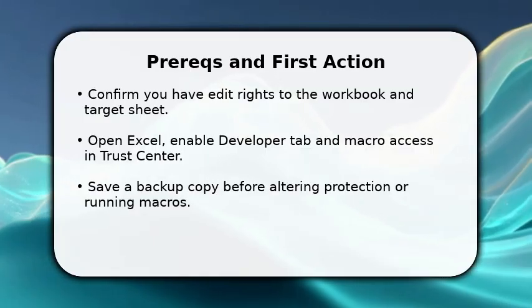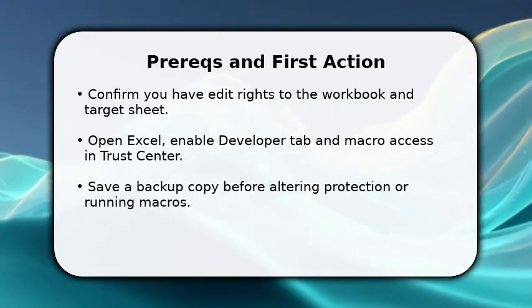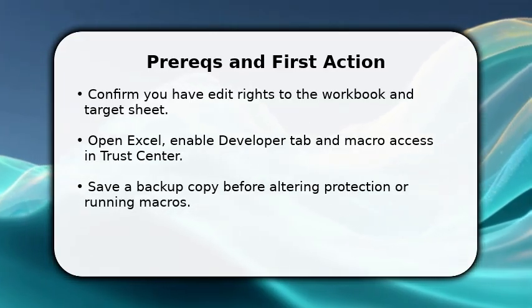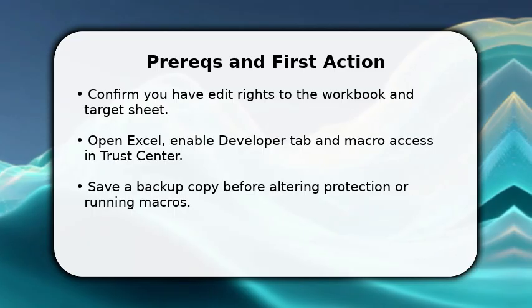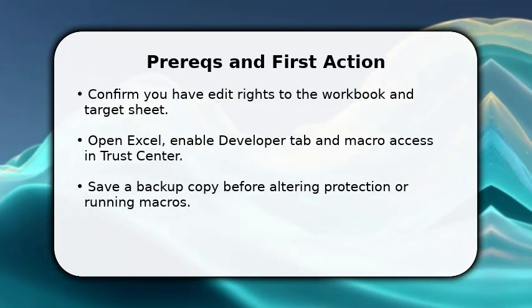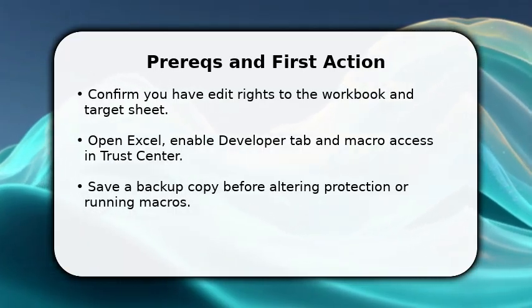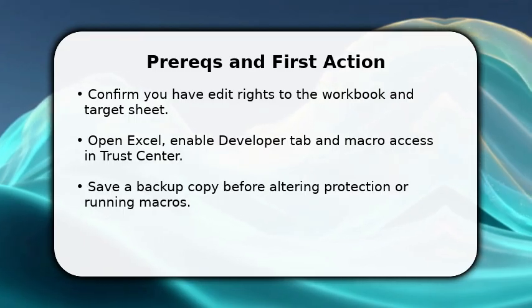You start by confirming permission. You must own the file or have authorization. Once confirmed, open Excel, enable the Developer tab, and allow macros in Trust Center. Make a quick backup now so you can revert if something goes wrong.